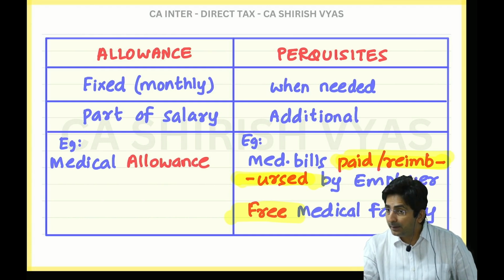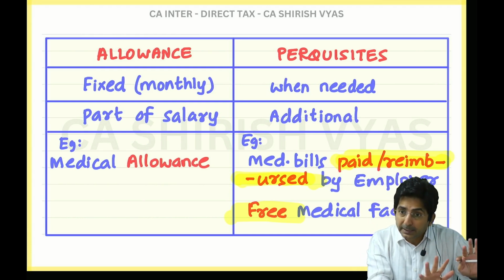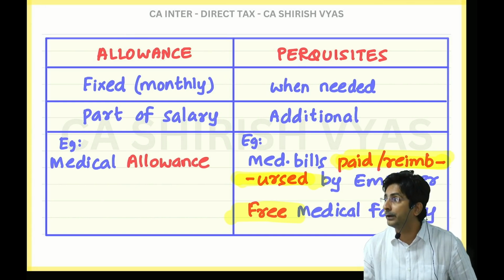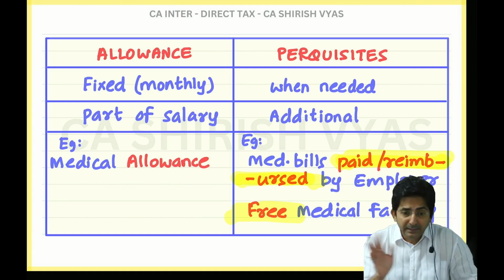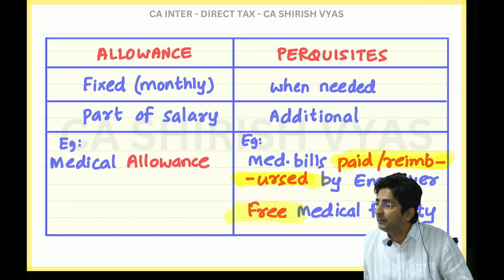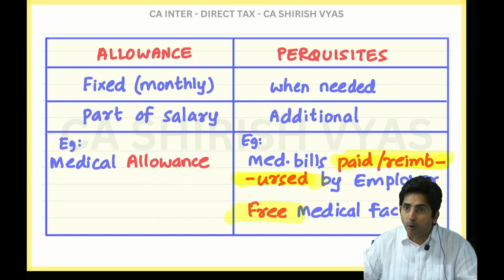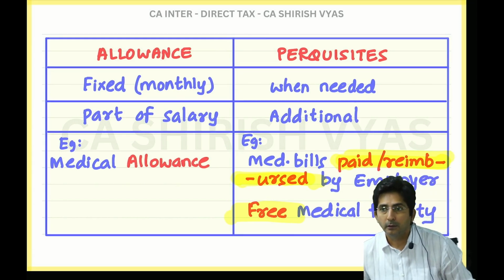But that 100 per month per child you keep for allowance only. When the same thing takes the form of a perquisite, the law is different. And you will find it weird. Why is the law different? Because the item is different. When there is a difference between allowance and perquisite, the income tax law also changes the treatment.